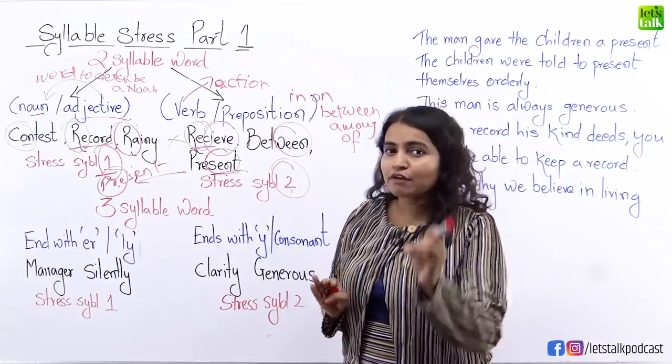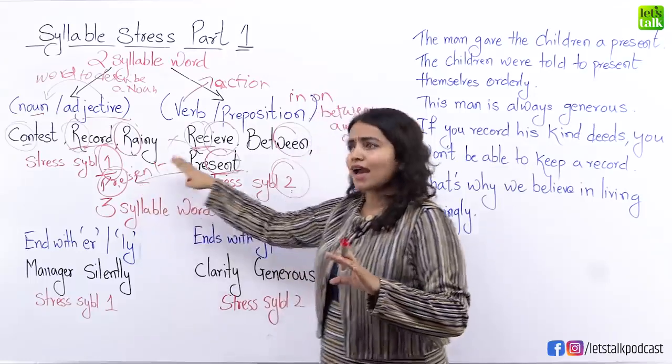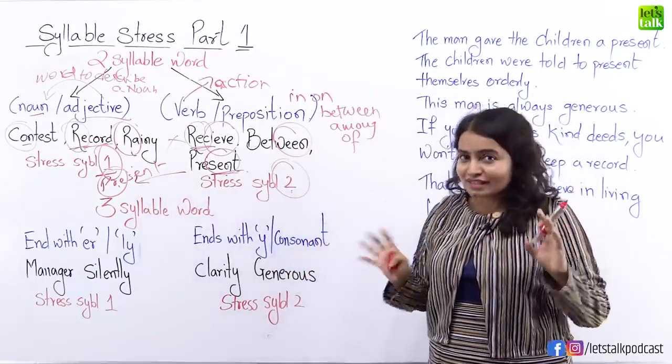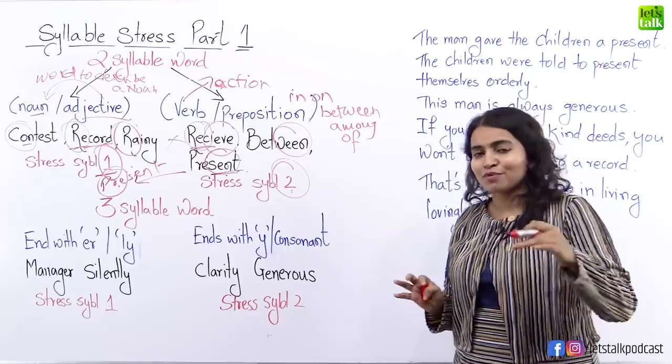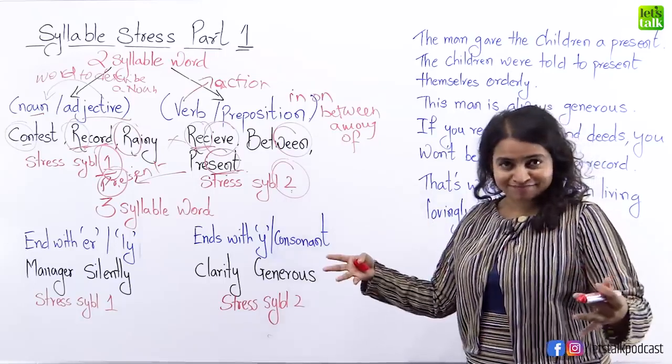So you've got to be very careful because some words can be a noun and a verb, you know, like an adjective and a verb. So you've got to be a little careful. But don't worry, with practice, you will be good. Okay then, shall we move on?